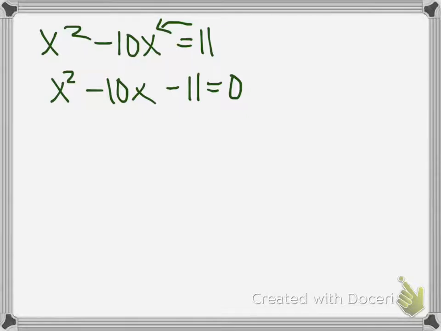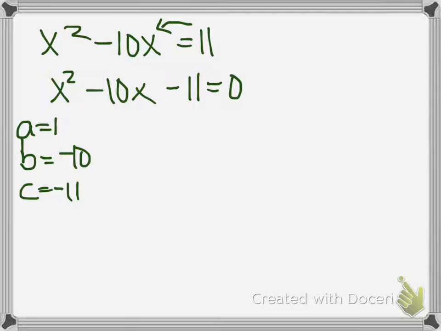Alright, so here now, what do I do from there? First off, what you've got to do is identify a, b, and c. The number in front of the x squared is a, which in this case is 1. The number in front of the x is the b, which is negative 10. The number all by itself is the c. Notice how I'm keeping the signs with them.